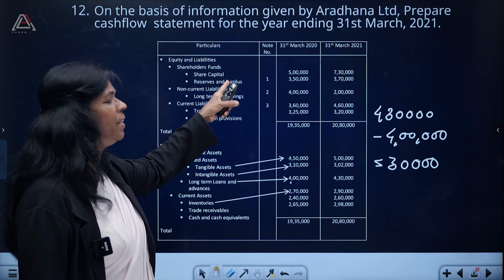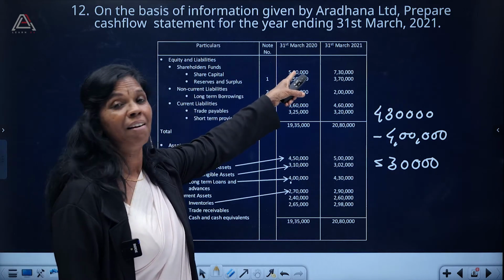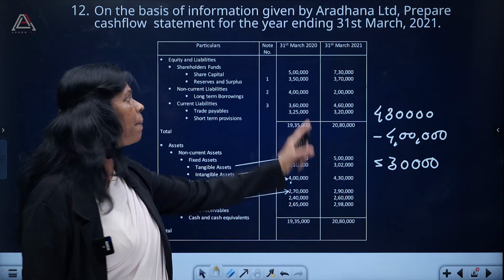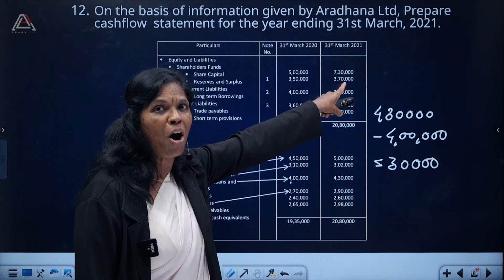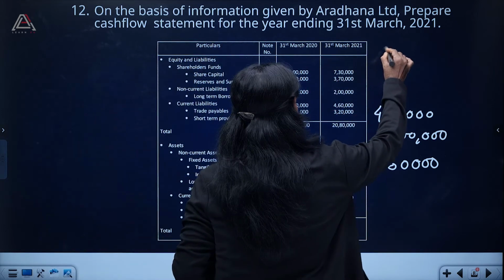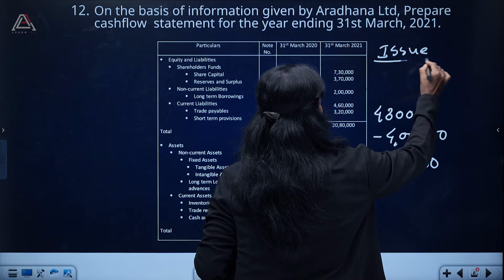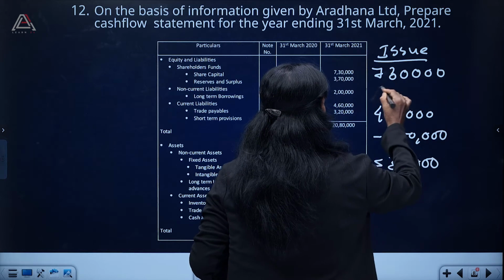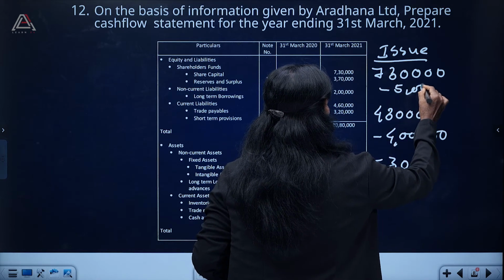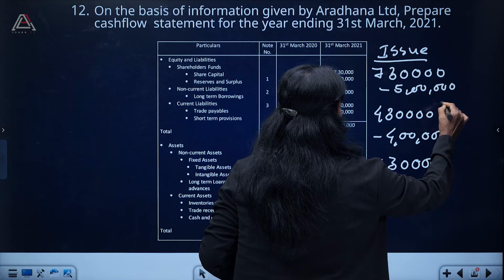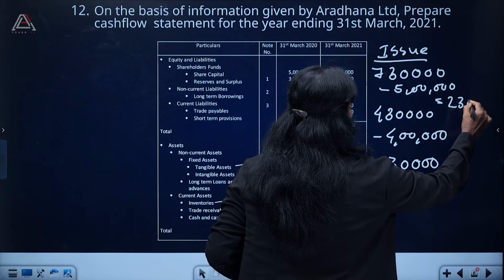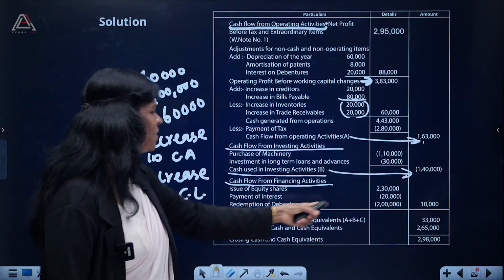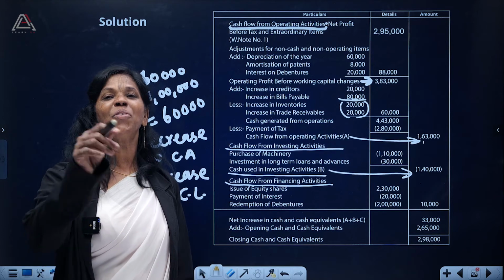Under shareholders' fund, you can see share capital. First year 5 lakh, second year 7,30,000. That difference, where the current year amount is more than the previous year, is treated as issue. Issue: 7,30,000 minus 5 lakh. How much is that? 2,30,000. See, this is 2,30,000. It is an inflow of cash.